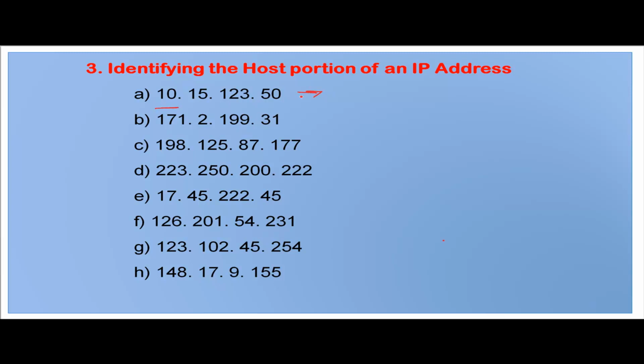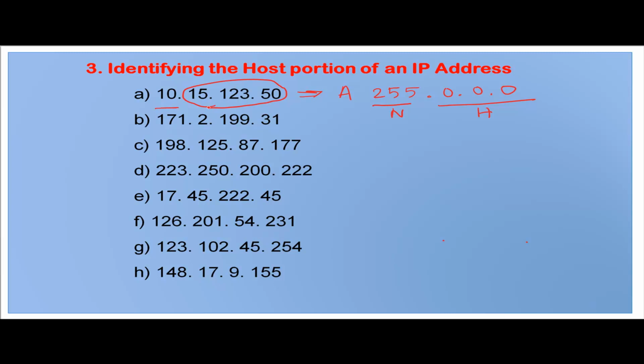For a class A IP address, the subnet mask is going to be 255.0.0.0. In that case, the first octet is going to be the network, and the last three octets are going to be the host. This is the host portion. So here, the last three, 15.123.50, is going to be the host. Based on the subnet mask, we can easily identify the host portion of a given IP address.